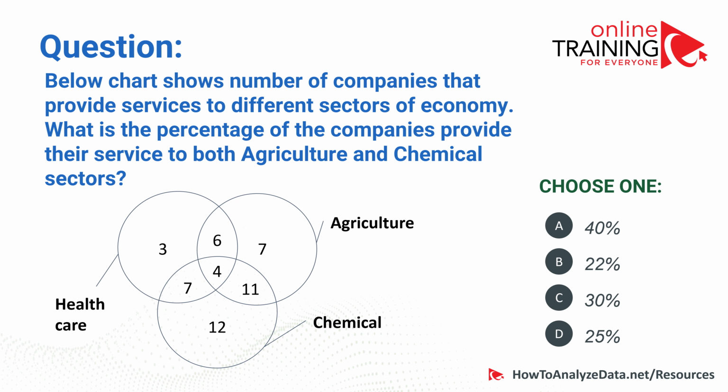Below chart shows the number of companies that provide services to different sectors of the economy. What is the percentage of the companies that provide their services to both agriculture and chemical sectors? And you have 4 choices here: 40%, 22%, 30%, and 25%.